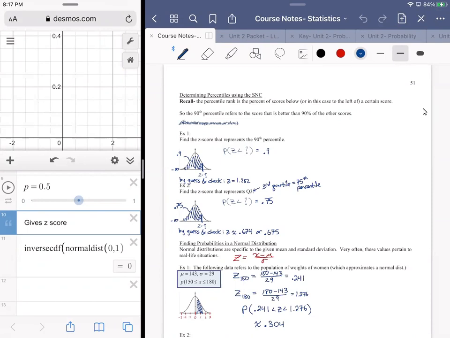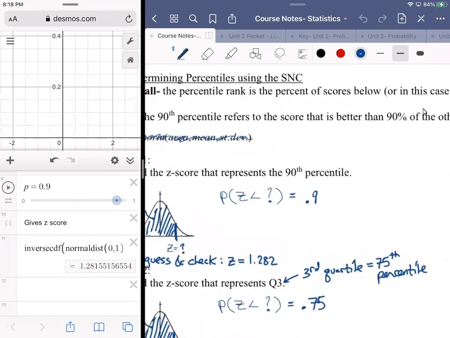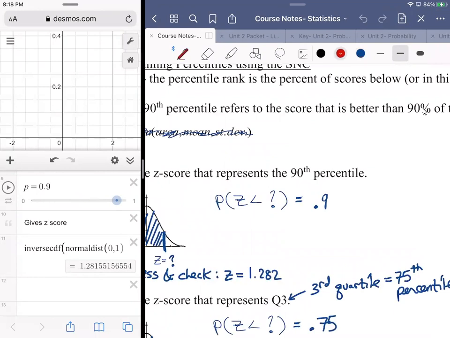But what we're doing here, when we look at numbers 1 and 2, instead of guess and check, I can slide my slider to a 0.9 if my fat fingers will let me do it, and it'll spit back the appropriate z-score. Now, we did it by guess and check, but it actually turns out that the calculator agrees with us that our guesses and checks were actually pretty solid. So the probability that z is less than 1.282 is equal to 0.9. Ultimately, what we were looking for here was the 1.282.